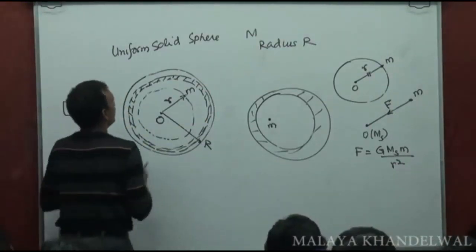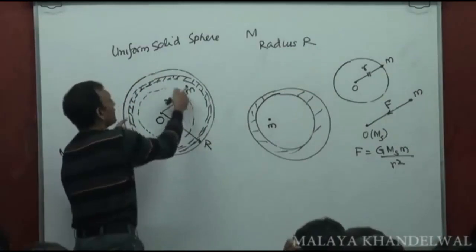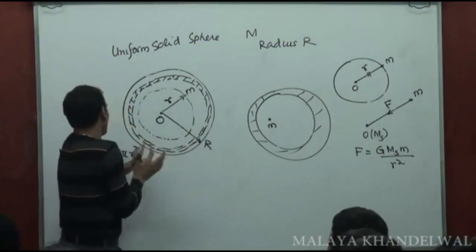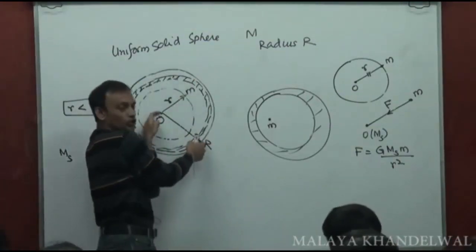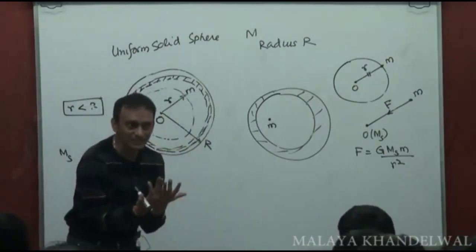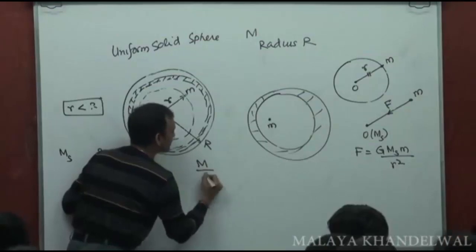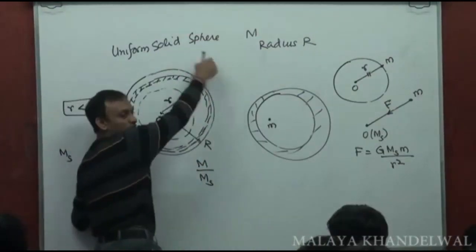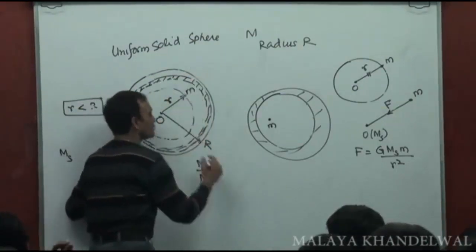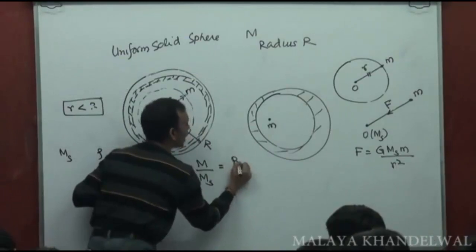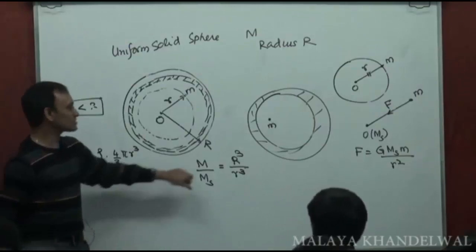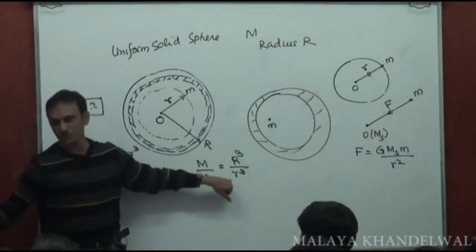Now, capital M was the mass of the bigger sphere and ms is the mass of a portion of radius small r of the sphere. So, can I not say that the mass will be proportional to the cube of the radius? Mass of any sphere will be proportional to the cube of the radius. So, capital M by ms: capital M is the mass of the sphere of radius capital R and ms is the mass of a sphere of radius small r. So, M by ms is going to be capital R cube by small r cube.